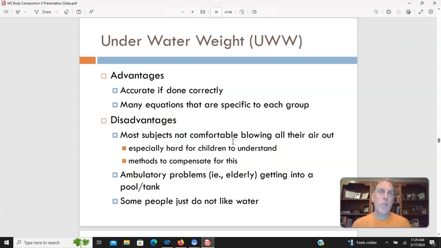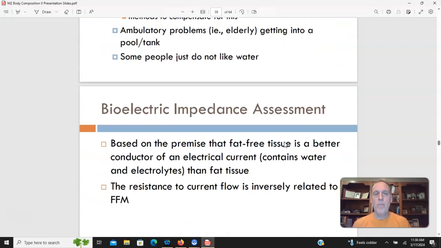The upside with this is it's very accurate, which is great. Like anything, the more you practice, the better. Your big hangup is if they don't blow out all the air, that will be a challenge. And then the person has to sit still for a certain amount of time underwater, and they just have to be comfortable doing that. If they don't like water, then you've got a problem.